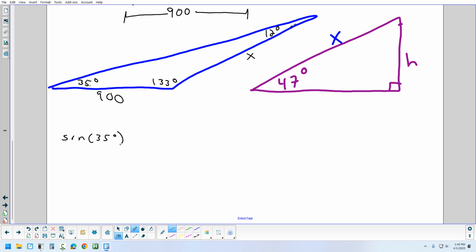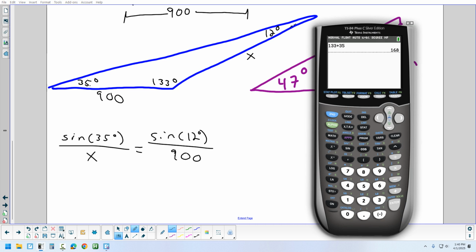Sine 35 over what? X. That's the row that was partially full. Now, what about the row that's completely full? I'm going to use sine 12 over 900. And then you cross multiply. Remember, that's not the height. That's not H, that's X. But yeah, we're going to cross multiply. Okay, what are we going to type in?